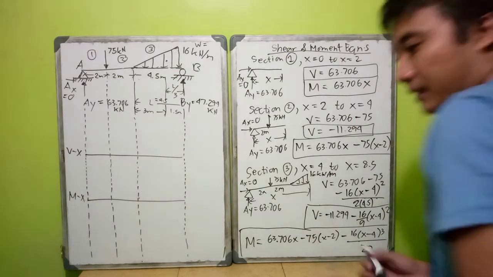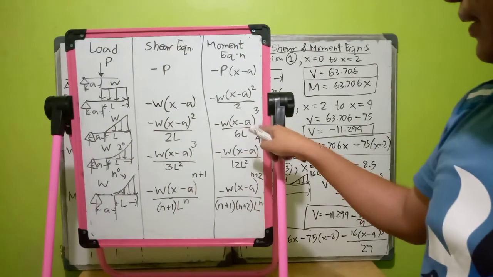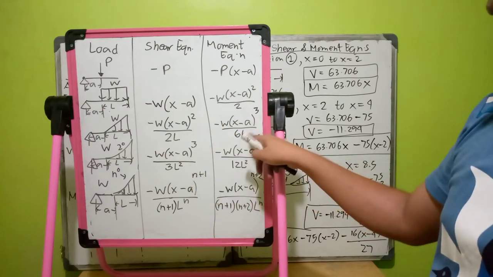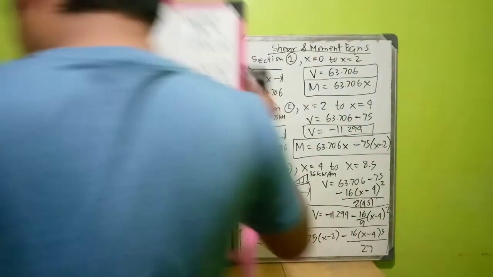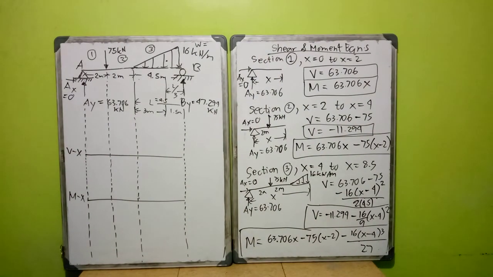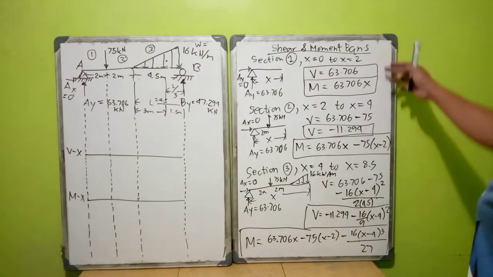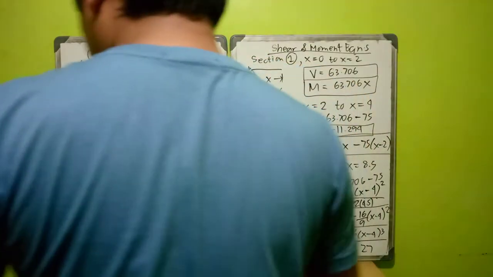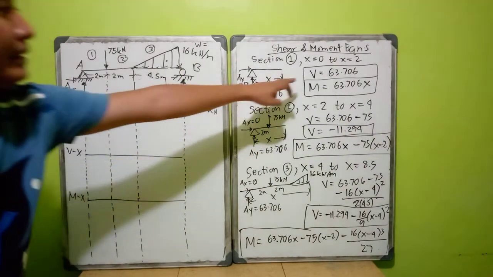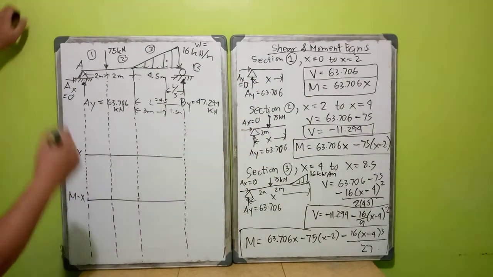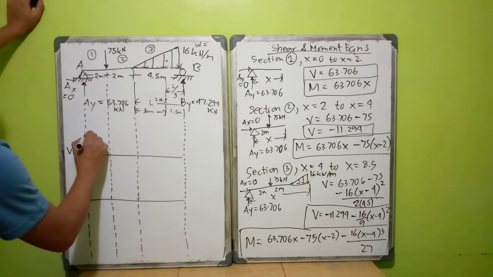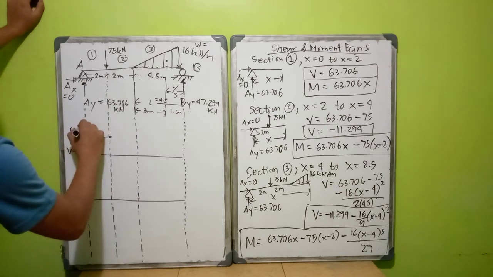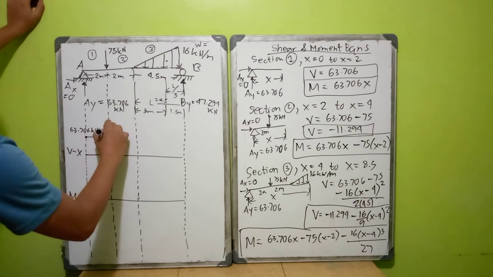So now we check. To the power of 2, 3, 4, so it's correct. So this is the shear and moment equations for each section. Since we have section 1, this is 63.706 for the whole length of section 1. It's constant.